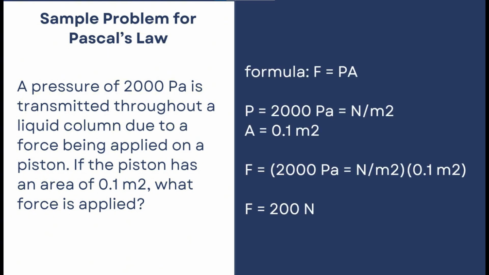The formula here: since the force is required, we have to multiply the pressure and the area, where the pressure is 2000 Pascal times 0.1 square meter. The answer is 200 Newton, because the square meter is cancelled out by both of the given, and the Newton is the force, so the answer is 200 Newton.